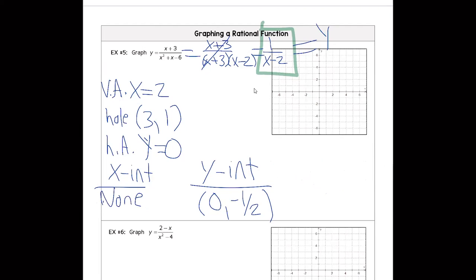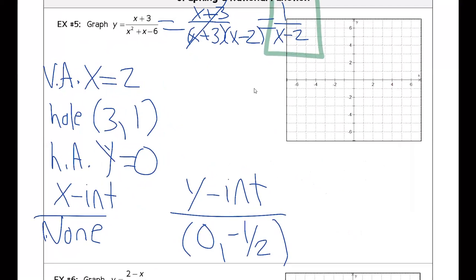So we found our 5 big pieces of information. Now to get a sketch of our graph. I like to always draw in my vertical asymptote. So that would be like this. I have a horizontal asymptote at 0. And then I have a hole at 3, 1. So I like to even draw that in just so I don't forget.